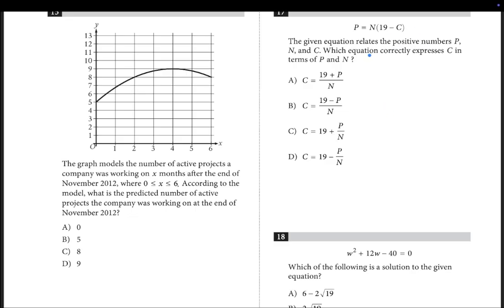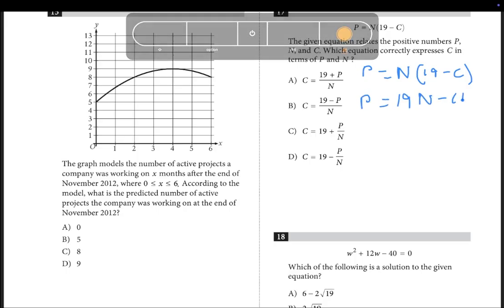Number 17 says the given equation relates to positive numbers P, N, and C. Which equation correctly expresses C in terms of P and N? But you guys have to realize this is just a two-step equation with 3 variables. So we're going to write our original equation. P is equal to N times 19 minus C. And distribute our N. So we're going to have 19N minus CN.